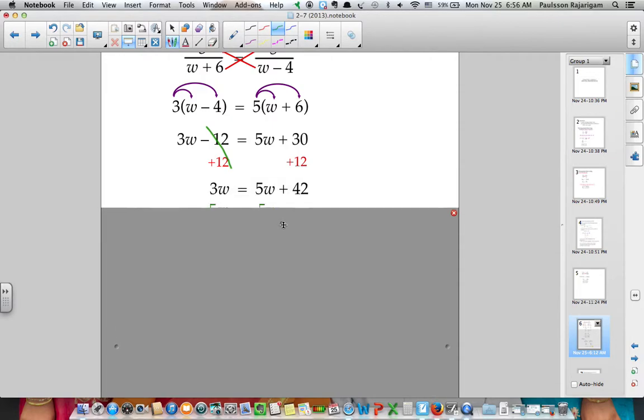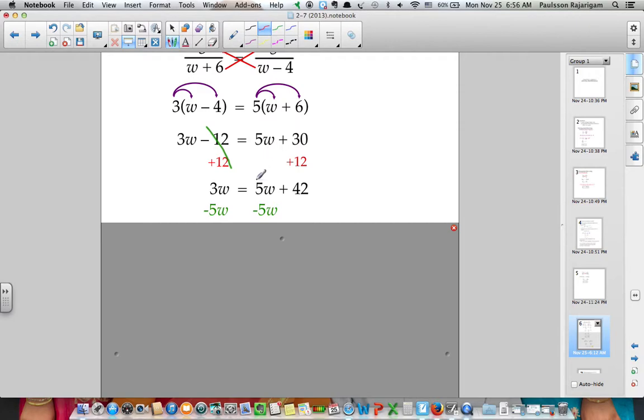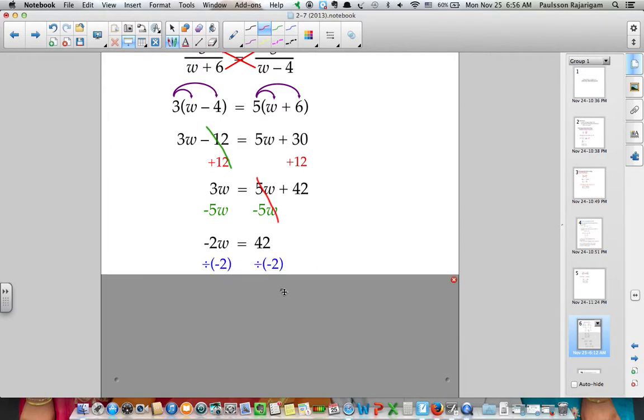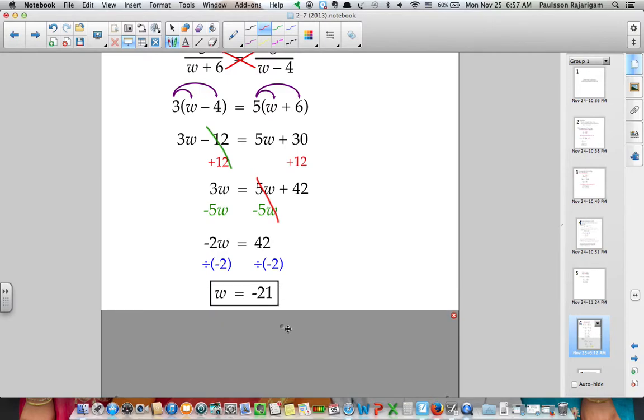I'm going to subtract 5w from both sides, and these two cancel out now, leaving me with negative 2w equals 42. Divide both sides by negative 2, and I get w equals negative 21.